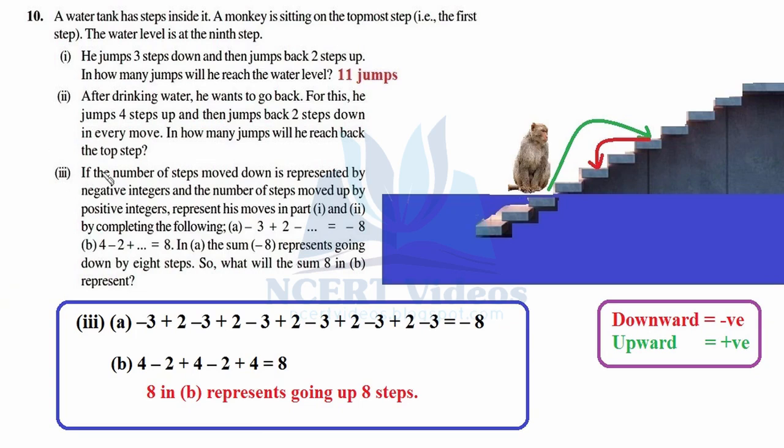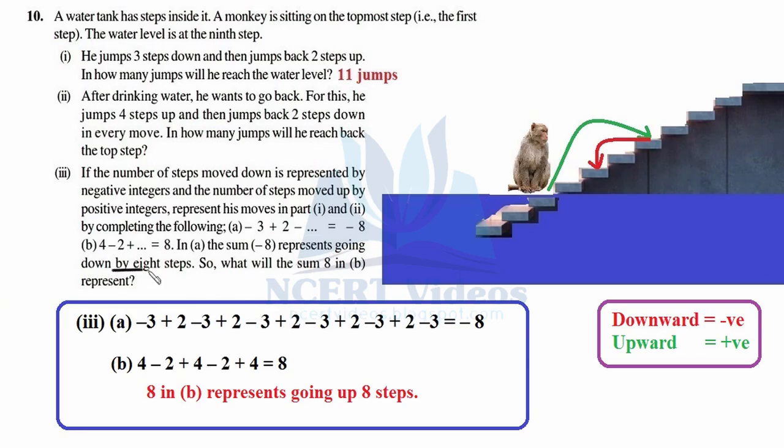Question third: if the number of steps moved down is represented by negative integers and the number of steps moved up by positive, represent his moves in parts 1 and 2. Right? We have written downward negative, upward positive. So A and B are given. We knew from our previous solution, we have to write it 11 times because in the earlier first part he took 11 jumps. So minus 3 plus 2, minus 3 plus 2, minus 3 plus 2, and you will find that it comes out to be minus 8. So this is the fast way of doing it and to remember it.